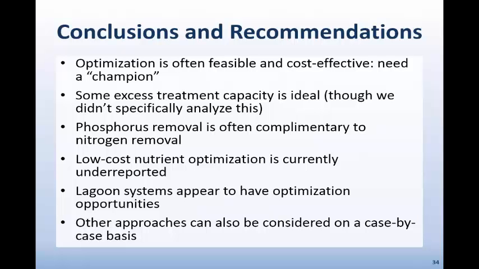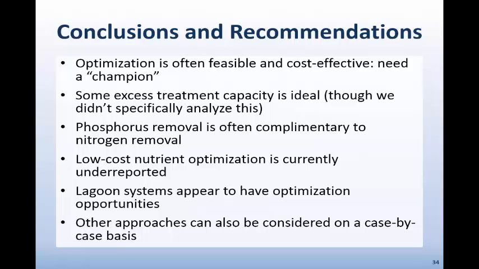As a general rule, some excess capacity is ideal. We didn't really look at that in particular. However, again, like with the first bullet, I'd say that most systems have some excess capacity. In other words, they're not operating at full capacity on a constant basis. So there's almost always some opportunities to optimize.